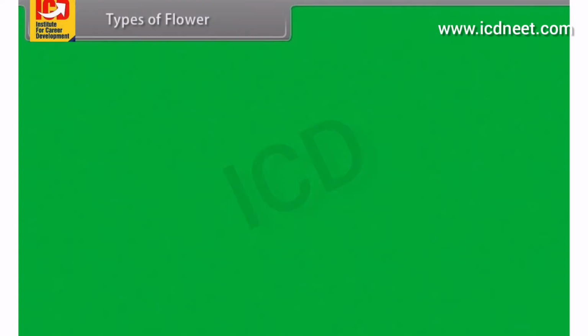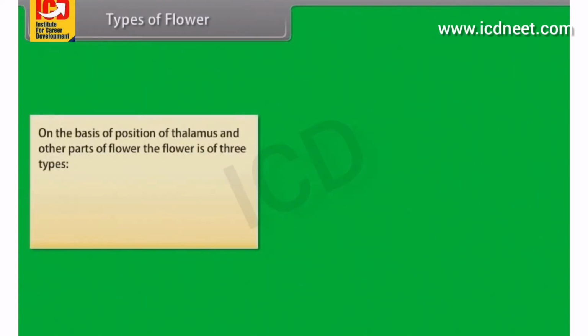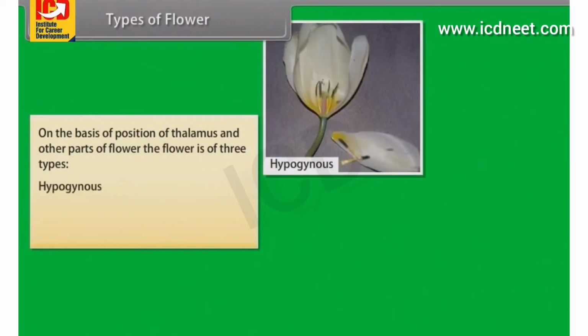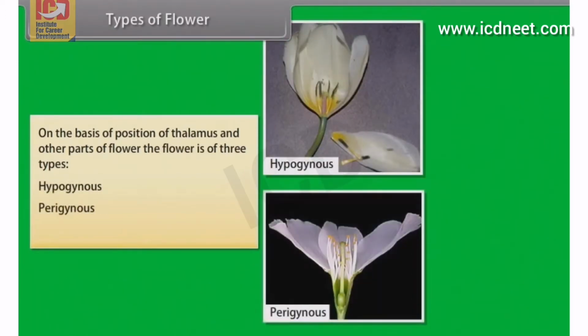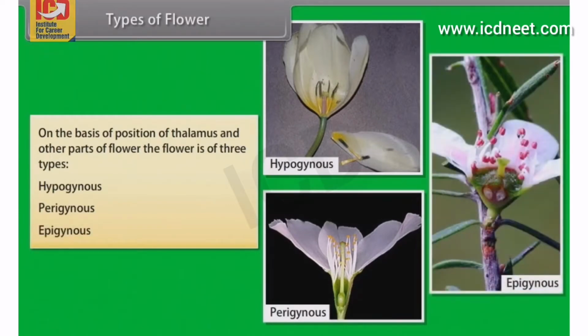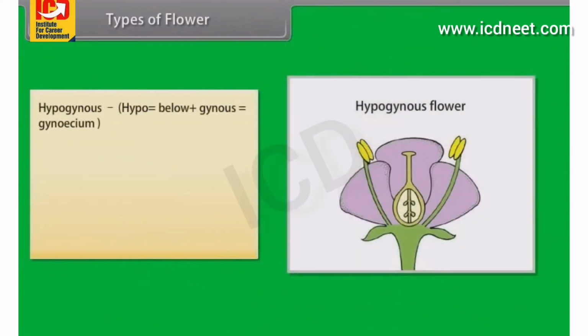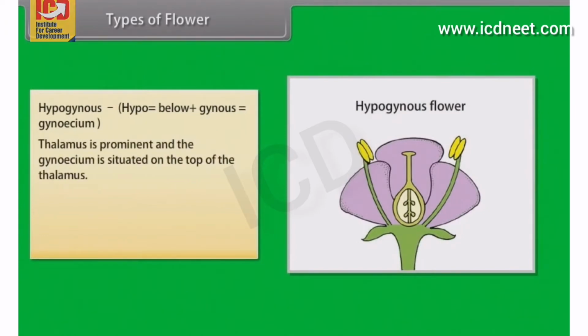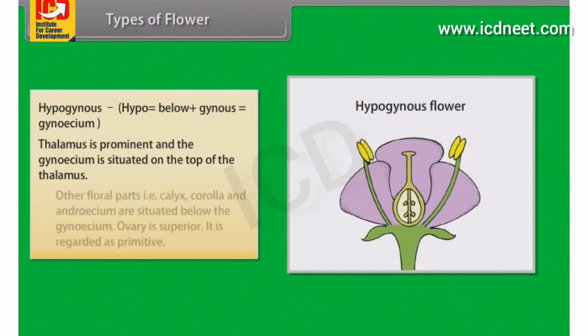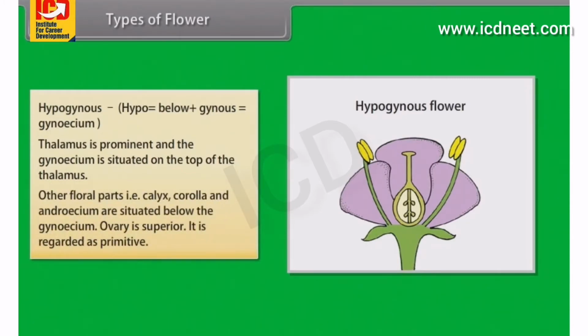Types of flower. On the basis of position of thalamus and other parts of flower, the flower is of three types: hypogynous, perigynous, epigynous. Hypogynous. Thalamus is prominent and the gynoecium is situated on the top of the thalamus. Other floral parts, that is calyx, corolla, and androecium, are situated below the gynoecium. Ovary is superior. It is regarded as primitive.